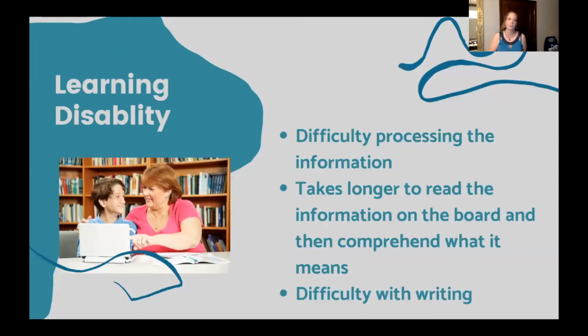With our learning disability students, again, they might have difficulty processing the information. It's going to take them longer to read what's on the board. And if you're trying to talk and they have to read at the same time, and you're talking about other things or examples, having those two things to focus on at one time can be extremely difficult for some of our students. They're trying to read and comprehend what's on the board. At the same time, they're trying to listen to you and understand what you're saying. Doing both of those is kind of challenging for some of our students.